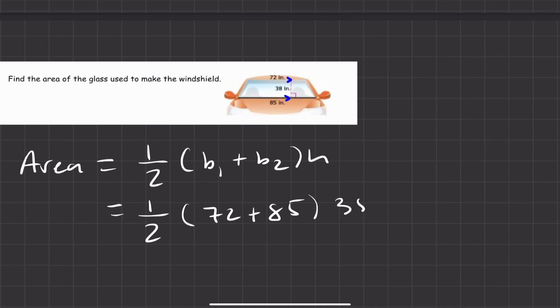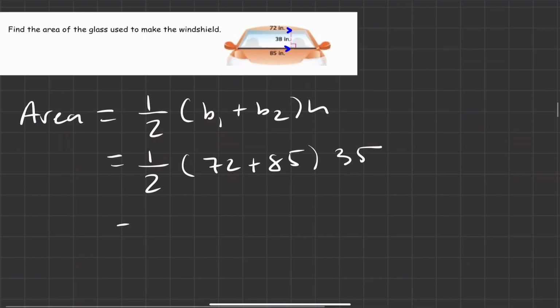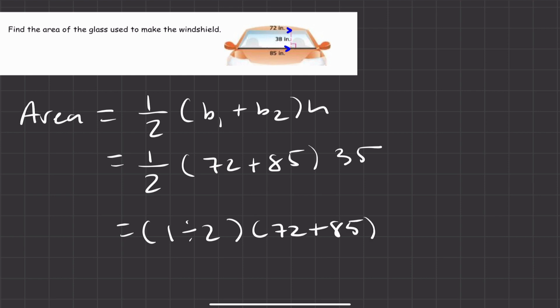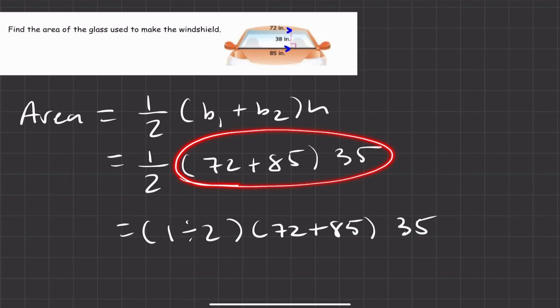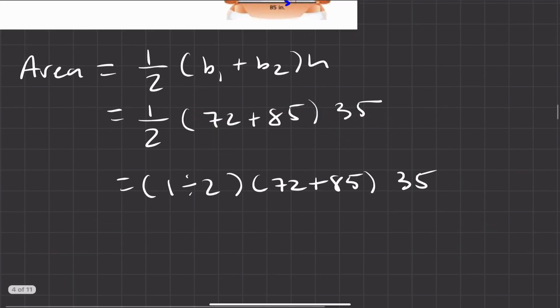And then I'm going to rewrite this as 1 divided by 2 times 72 plus 85 times 35. Put that in my calculator. Or what you can do is put this into your calculator, and whatever that is, you divide that by 2. Okay? So what's the answer? So 1 divided by 2.